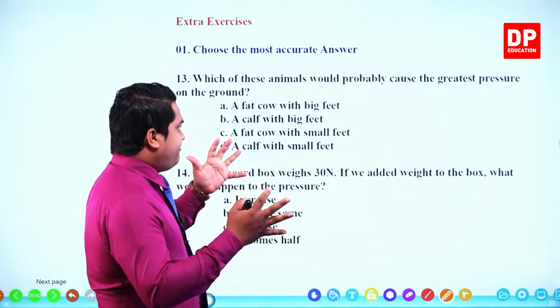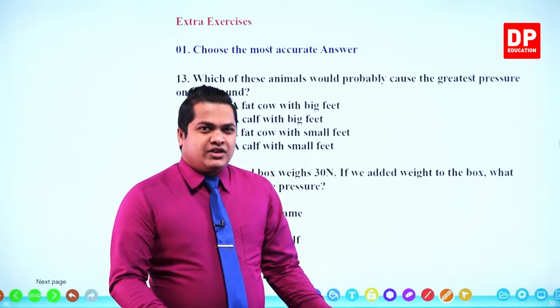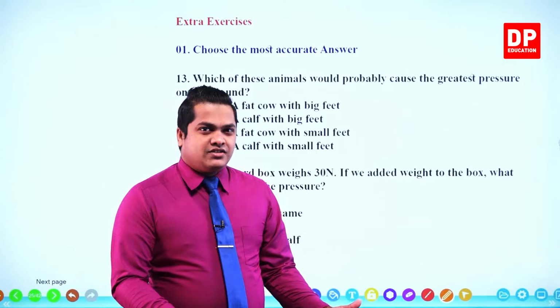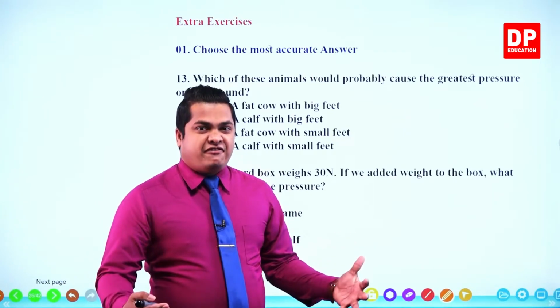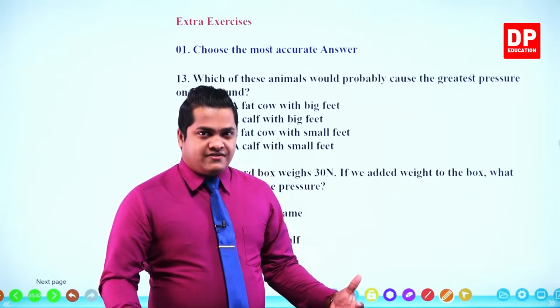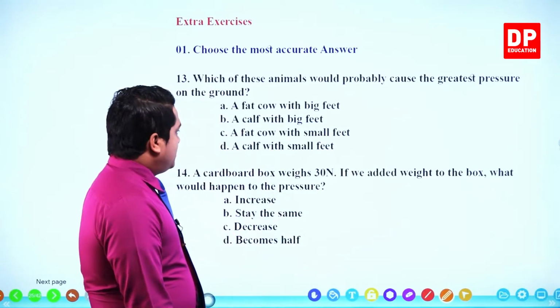Calf with big feet. Calf means that's the child, right? So it has a lesser weight. Big feet, broader surface area. So very less pressure.